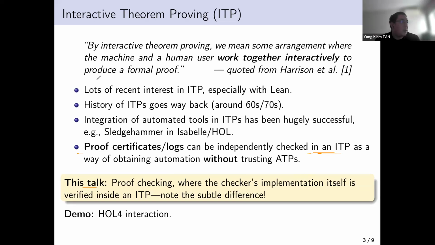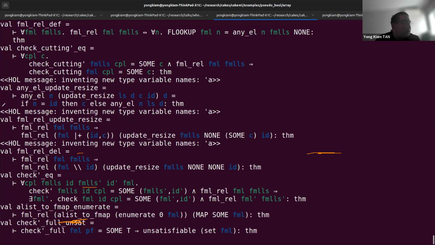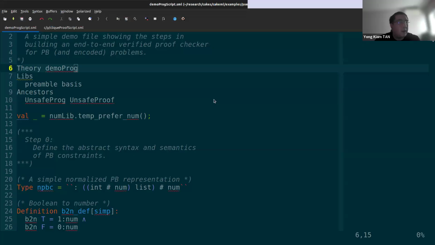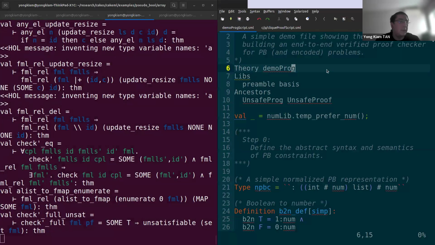Okay, so the first thing I wanted to demo is how most ITPs work. So here is my prover window. And here is my demo script. I'm not sure whether it's big enough. If anyone can just shout. I think it's fine. Okay.